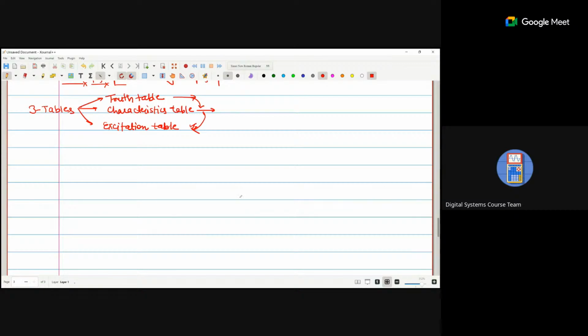So I just draw the truth table for D flip flop. The input is D, and the output is Qn plus 1. If D is 0, Qn plus 1 is 0. If D is 1, Qn plus 1 is 1. This is a simple truth table.